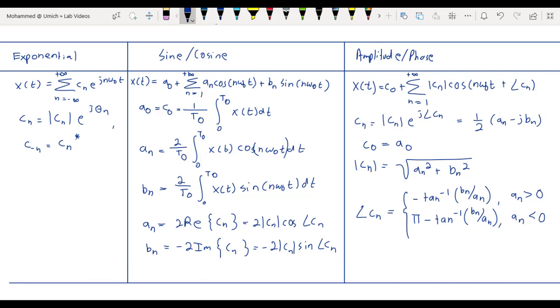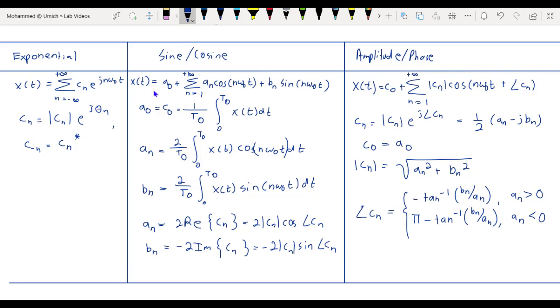We have three Fourier series representations for a real valued continuous time periodic function x of t: the exponential representation, the sine-cosine representation, and the amplitude phase representation. For the exponential representation, x of t is the sum from minus infinity to infinity of Cn e to j n omega naught t. We have Cn equals magnitude of Cn e to j theta n. This is a polar form of Cn, and we have conjugate symmetry.